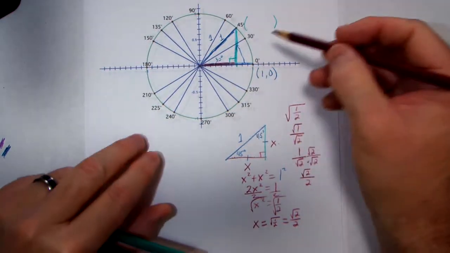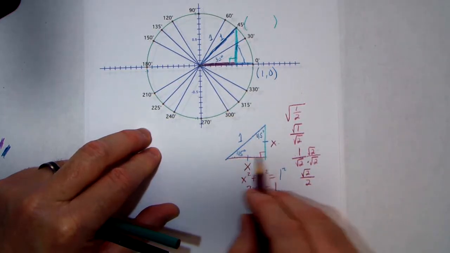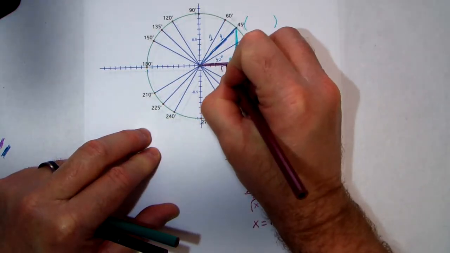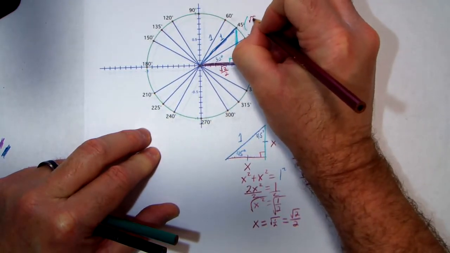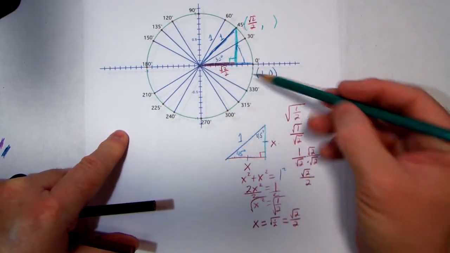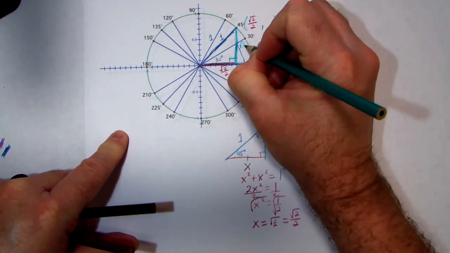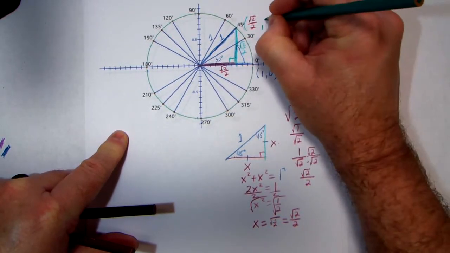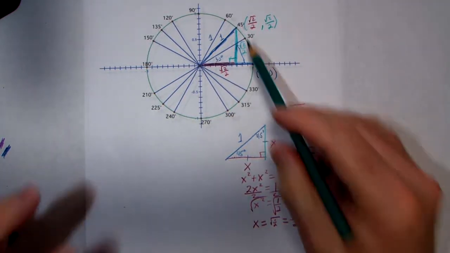Now if I look back up in the circle again, this x was this horizontal piece, so I know that the length of that is the square root of 2 over 2. That's my x coordinate. And then my y coordinate, since this is an isosceles right triangle, is actually the same. Square root of 2 over 2. So that's for the 45.